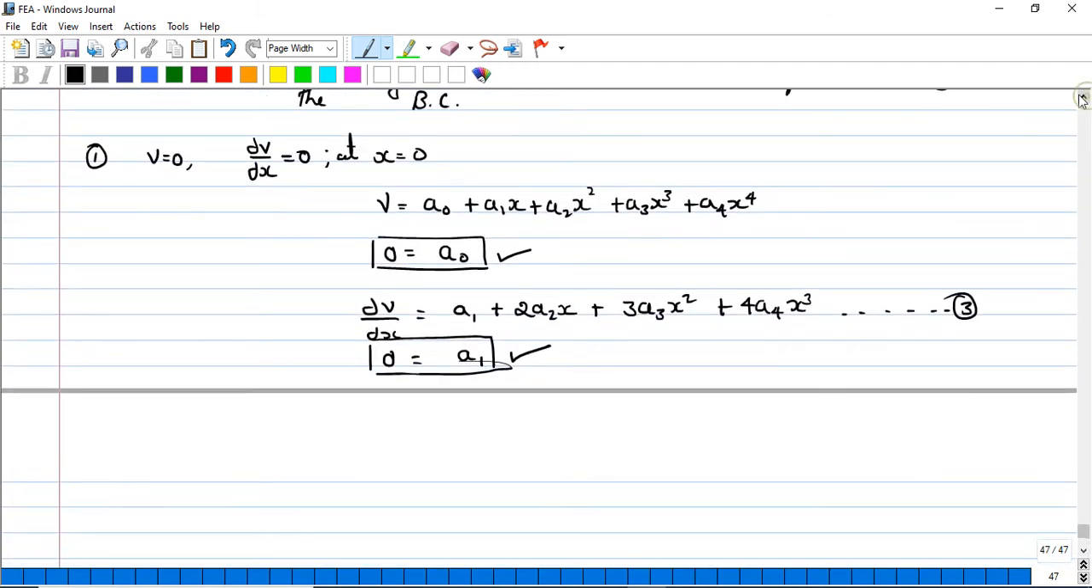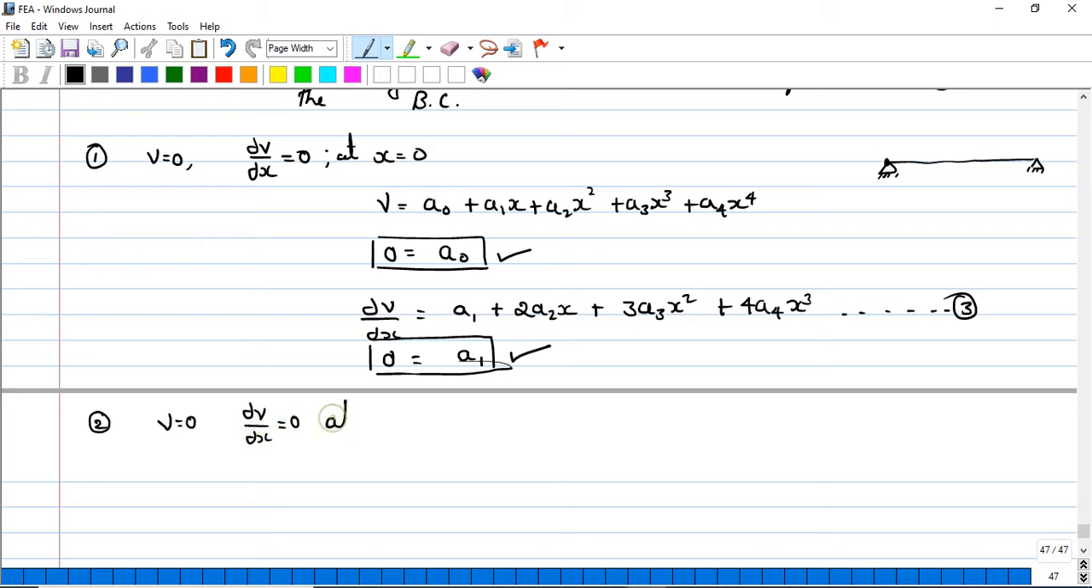Okay, let me continue. The second at node 2. So let me draw the same sketch here. This is at node 1 which is fixed, and node 2 is also fixed. So at node 2 again vertical displacement will be 0, slope will be 0.